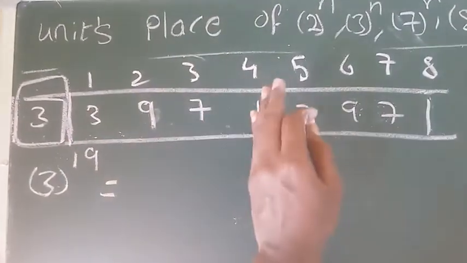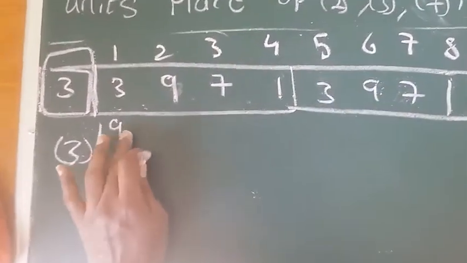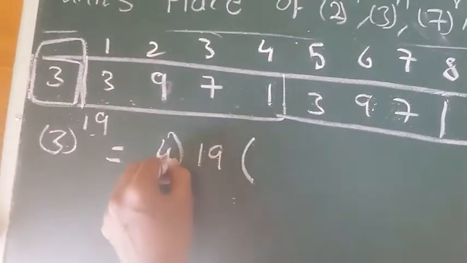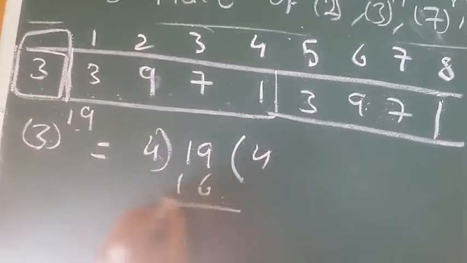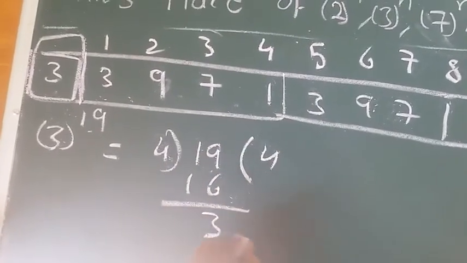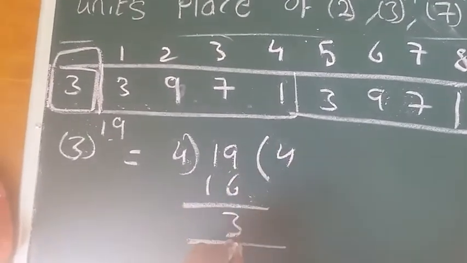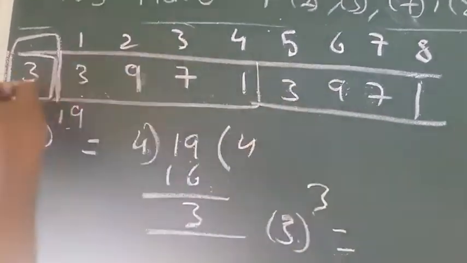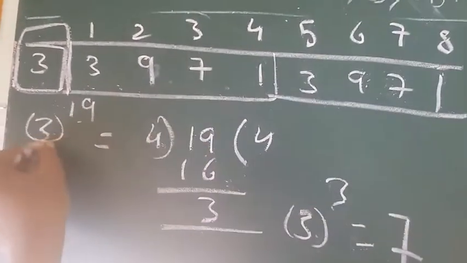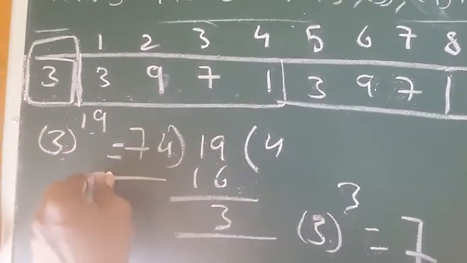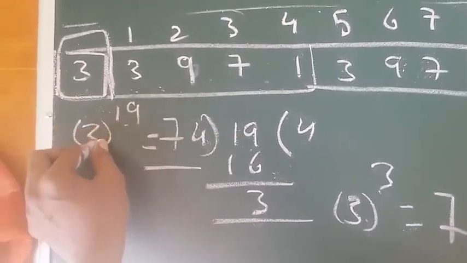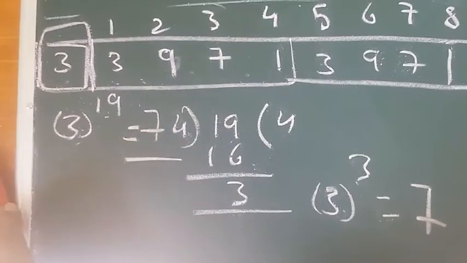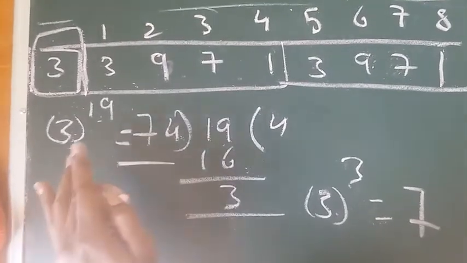When the cycle repeats every 4 numbers, divide the power by 4. Here the power is 19. Divide 19 by 4. 4 fours are 16. 19 minus 16, remainder is 3. When you get the remainder 3, check 3 cube's units place. 3 cube's units place is 7. So 3 power 19's units place is also 7. Even if you multiply 3 nineteen times, you will definitely get 7 in the units place. I hope you understood how to calculate the units place of 3 power 19.